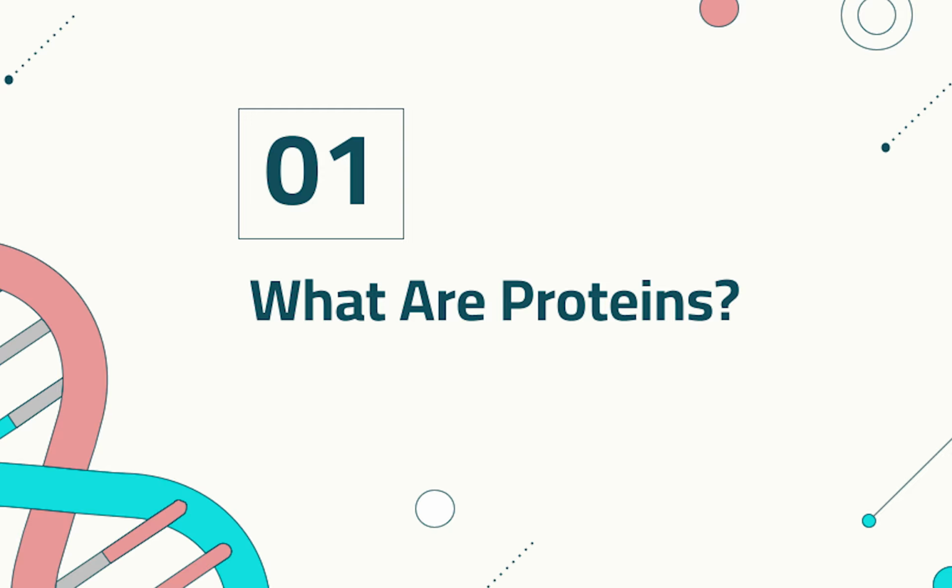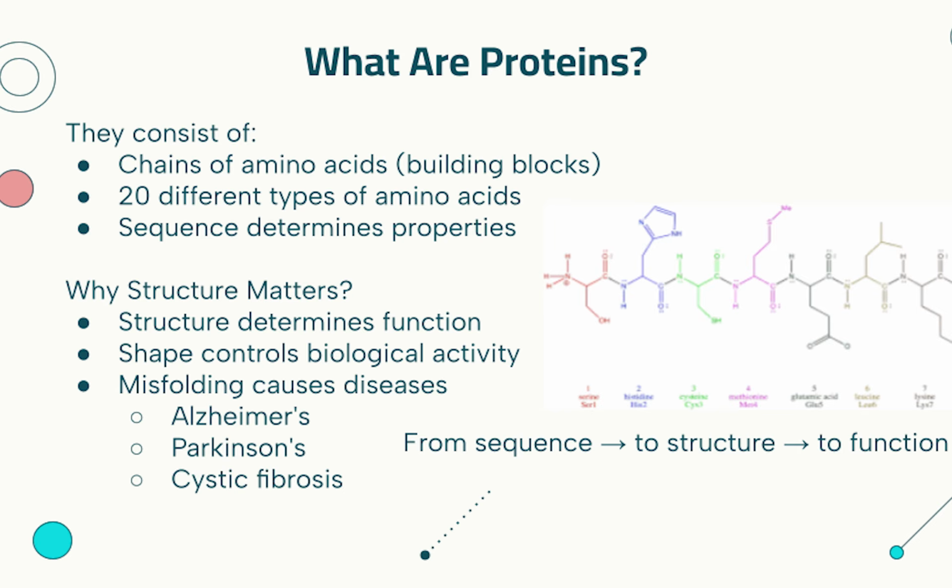What are proteins? Let's start with the basics. Proteins are just chains of amino acids. I like to think of them like discrete units or building blocks in a sequence. There are 20 different standard types of amino acids, and the sequences of these amino acids determine the protein's chemical properties. But here's the cool part. Proteins don't simply stay as a straight chain. They fold into specific three-dimensional shapes, and these shapes determine how the protein interacts with other molecules in the body.